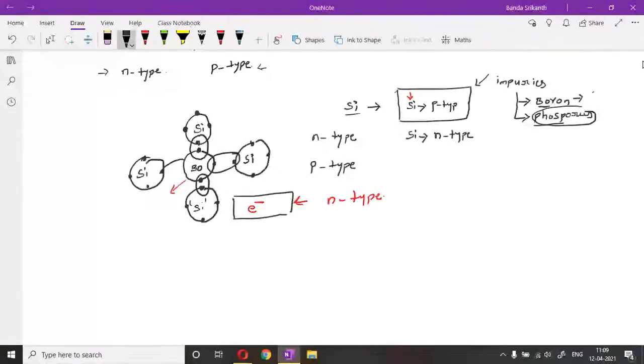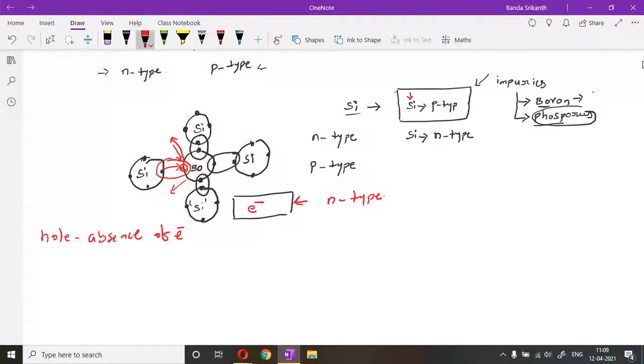Is having 3 valency electrons only. So then what happened here? Here there is an absence of electron. So absence of electron is nothing but the hole. Hole means what? It is an absence of electron. So since there is an absence of electron, it is a hole. Then this electron will travel to this side, and then it again travels to another boron atom.